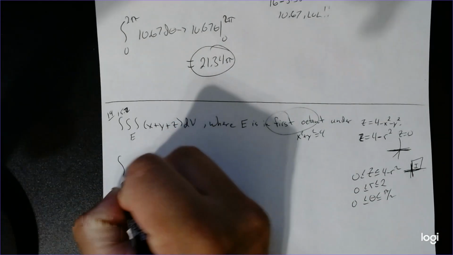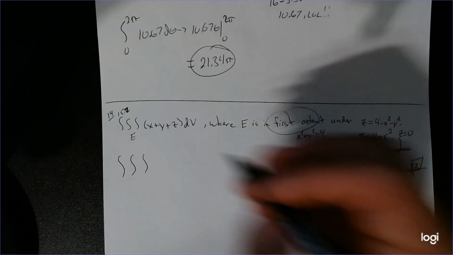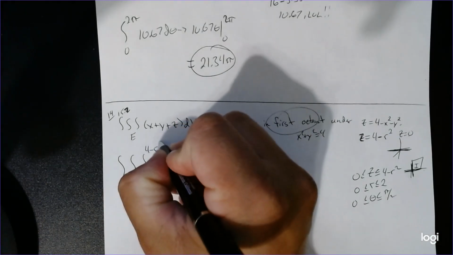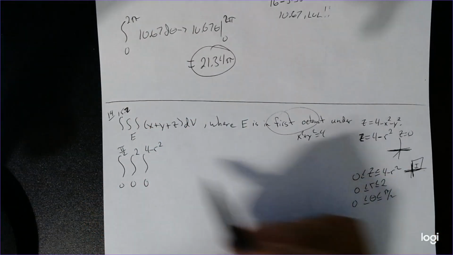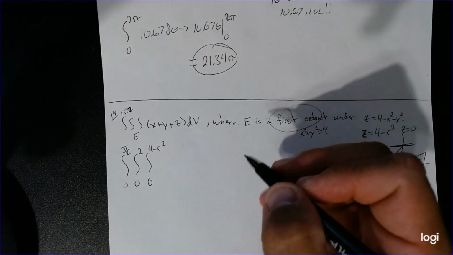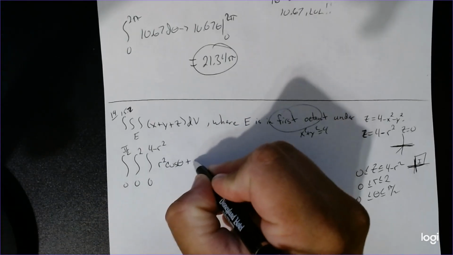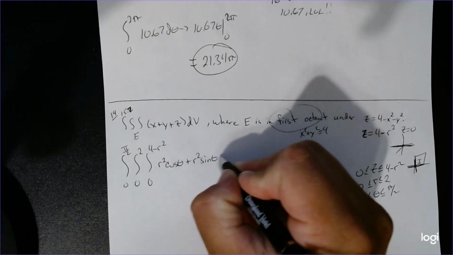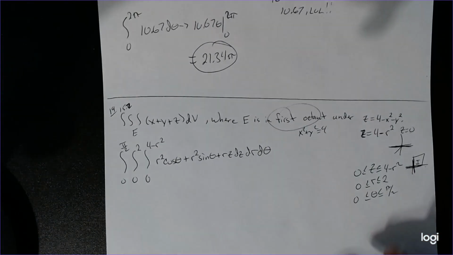All right, so now what does this look like? A bit of a mess, actually. All right, so 0 to 4 minus r squared, 0 to 2, and 0 to pi over 2. And I've got to change all of this, so times it by r. So we're going to have r squared cosine theta plus r squared sine theta plus rz, dz dr d theta. Now this looks like a horrible mess, but remember z comes first and then r, so we don't have to deal with the trig functions until the last integral, which is not that bad.